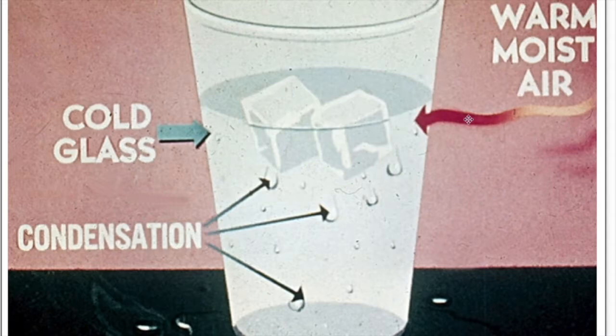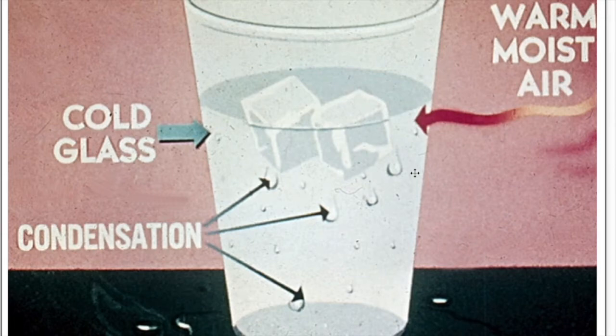And so what happens is when the warm air hits the cold glass, the water that's in the air will turn back to liquid. And so that's why it looks like your glass is sweating. The water did not come from the inside of the glass. The water did not go outside. It's the water that's in the air that turns back to liquid because it hits a cold glass.